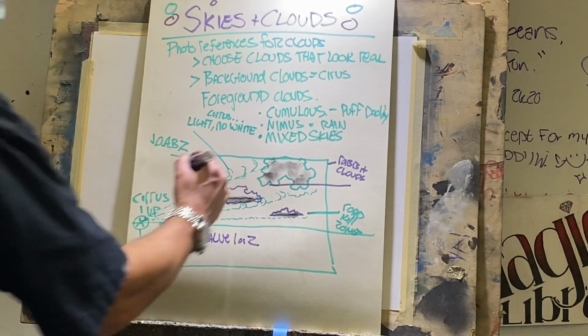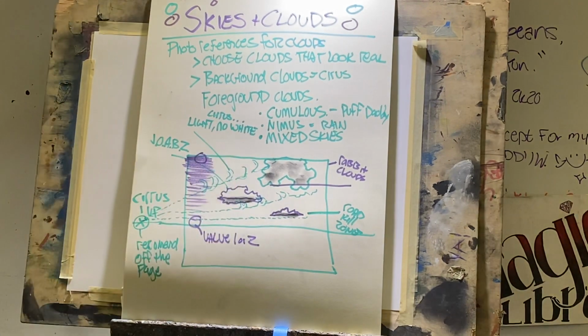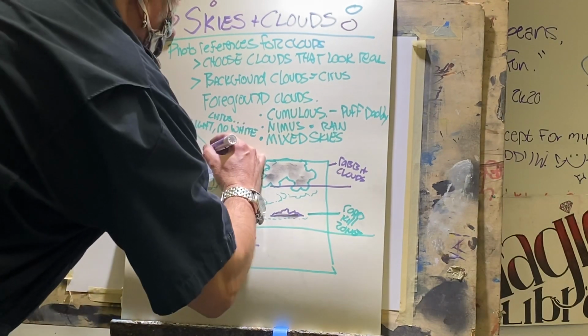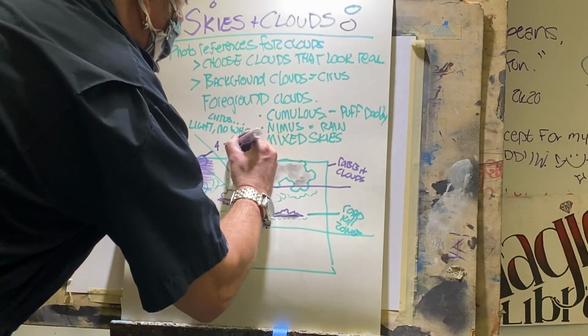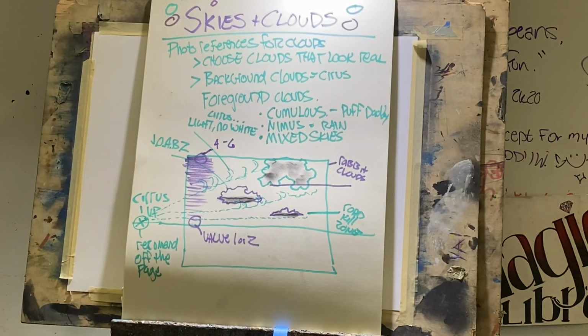Okay. On the top up here, it could be as dark as you want. If you want a space scene, it could go as dark as 6. If you want a dark, stormy sky, it could also be a 6. I would say the lightest, maybe a 4. So 4 to 6, depending on what you're going for. Then you could have a light sky if you wanted to.